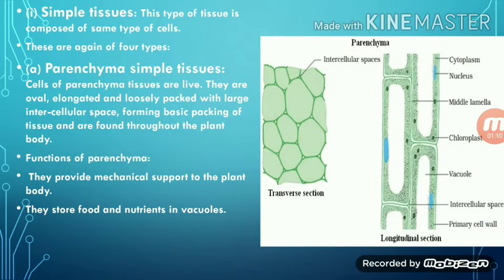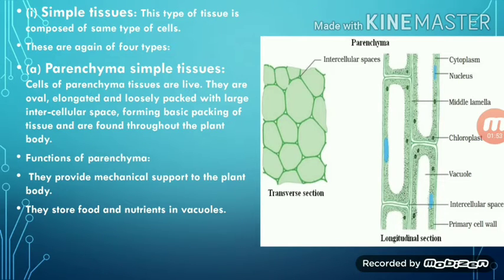Cells of parenchyma tissue are live. They are oval, elongated and loosely packed with large intercellular space, forming basic packing of tissue, and are found throughout the plant body. So parenchymas are elongated, oval or loosely packed, having large intercellular spaces, forming basic packaging of tissue, and are found throughout the plant body.